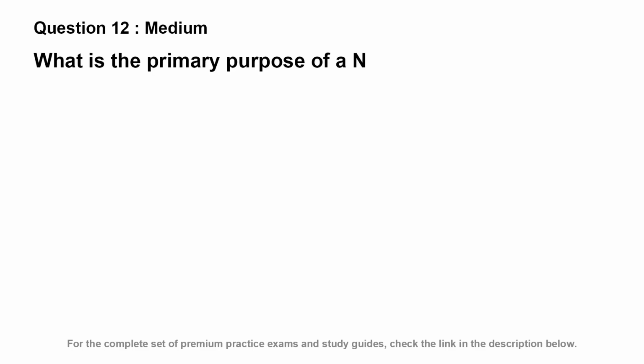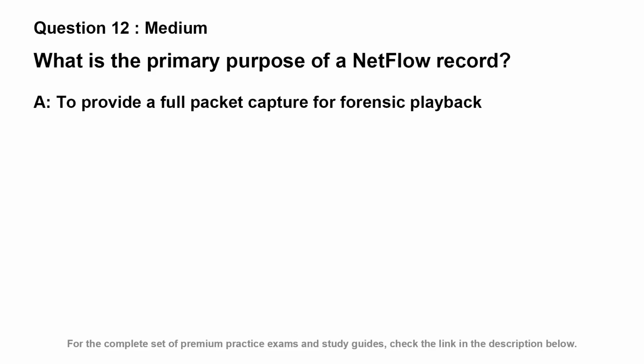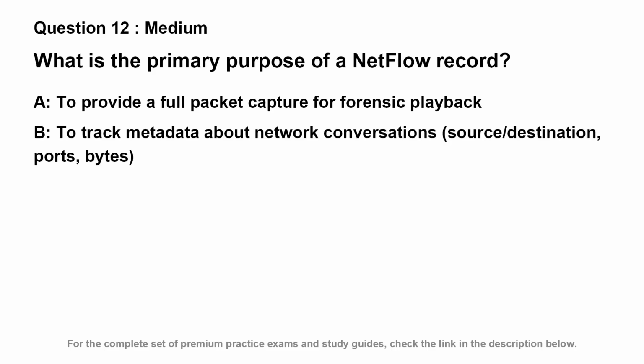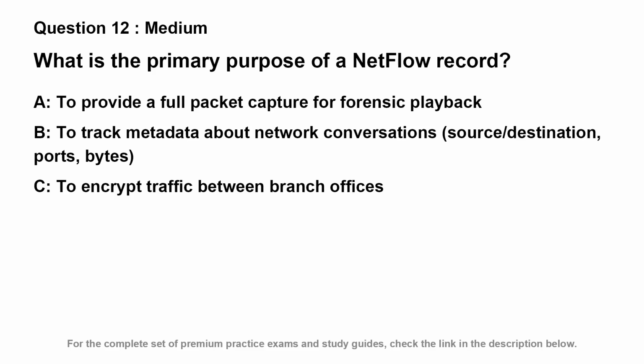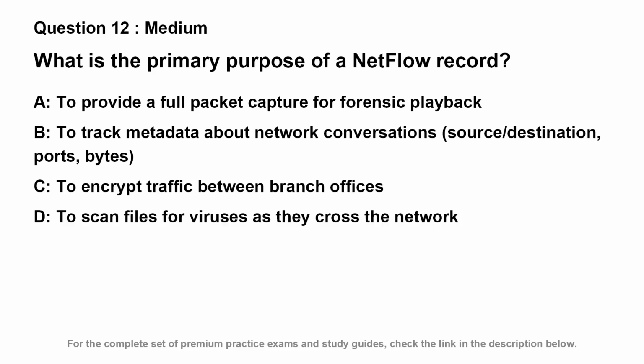What is the primary purpose of a NetFlow record? Option A, to provide a full packet capture for forensic playback. Option B, to track metadata about network conversations, source/destination, ports, bytes. Option C, to encrypt traffic between branch offices. Option D, to scan files for viruses as they cross the network.